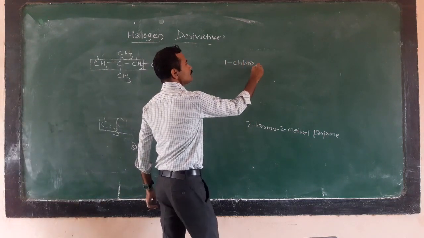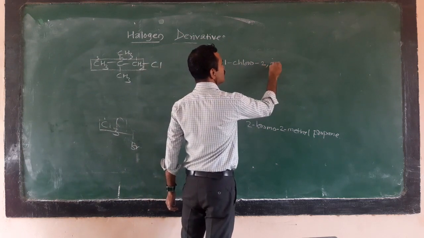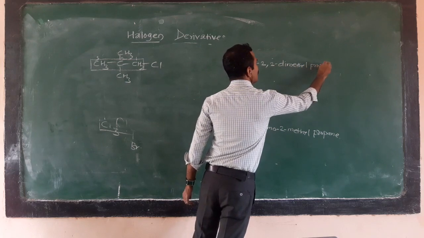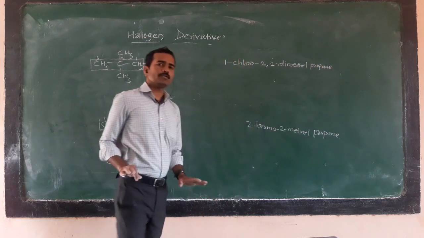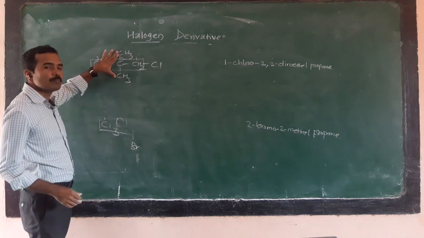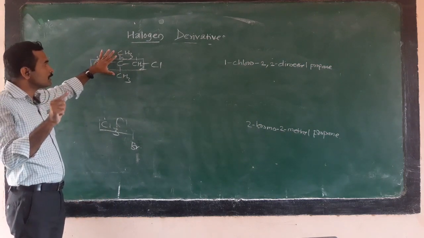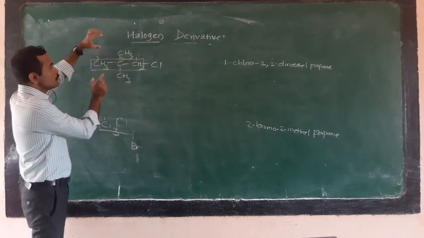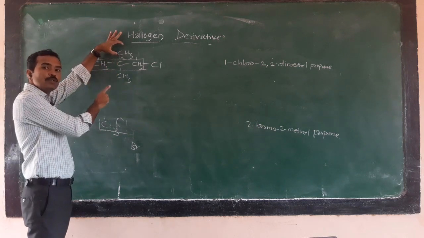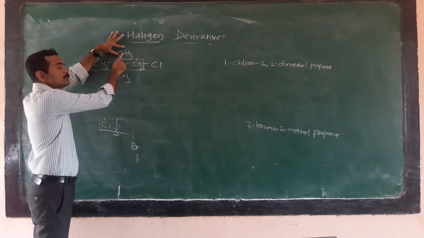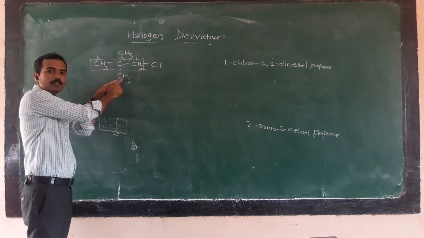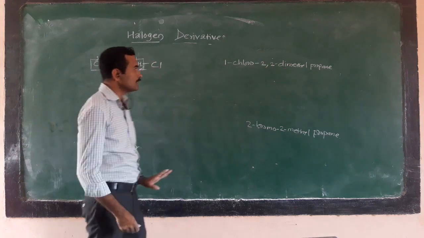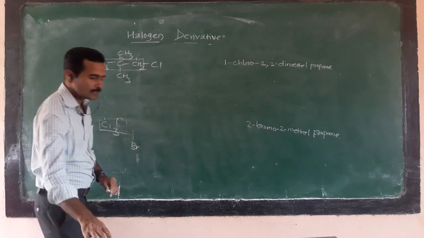1-chloro-2,2-dimethyl propane. Okay, if you think that with two same groups we write only 2 one time, no. If two same groups are present, then you also have to write 2 for this methyl group and 2 for this methyl group. So that's why 2,2-dimethyl propane. So this is the IUPAC name for this compound.